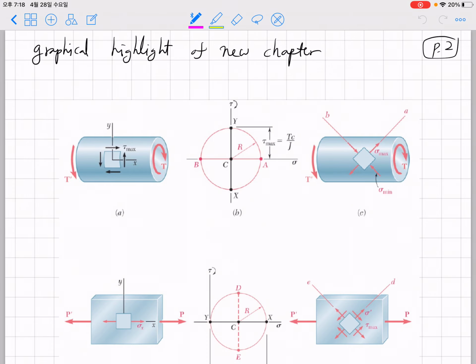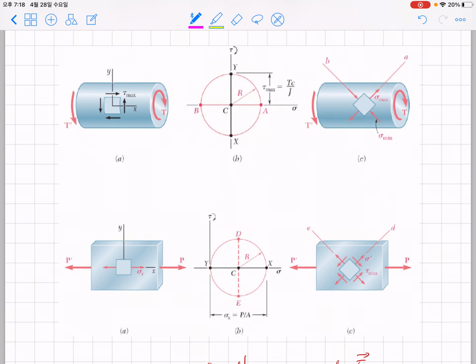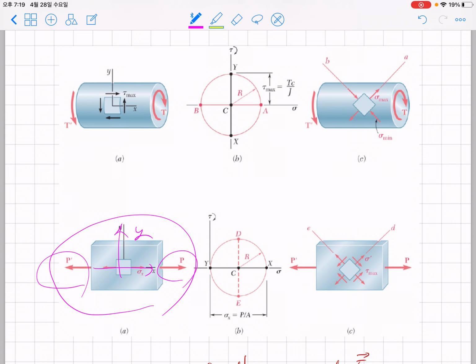Okay, so let me give you a graphical highlight of this new chapter. I think most of you would remember, when we learned about axial loading in chapter 2, we have this simple axial tension loading. If you take x and y coordinates in this way, it's purely a normal stress state. There is only non-zero sigma x, and tau xy and sigma y are 0 if we consider the xy coordinate system.